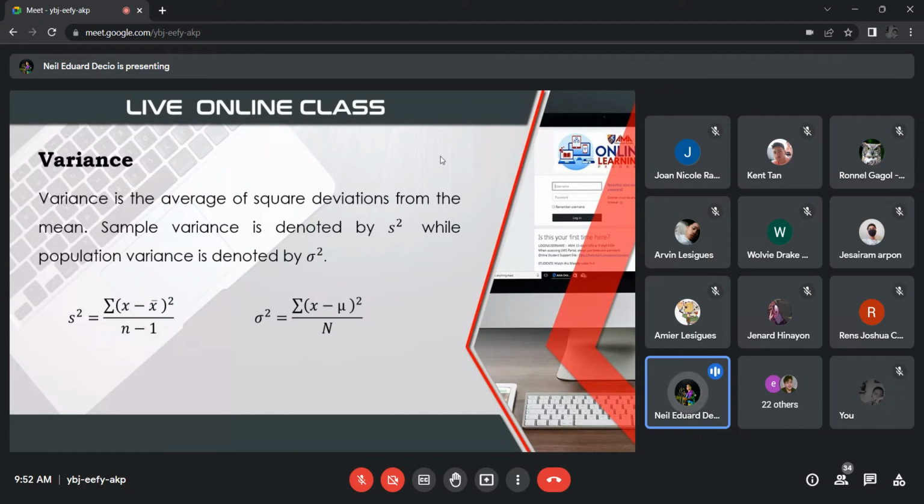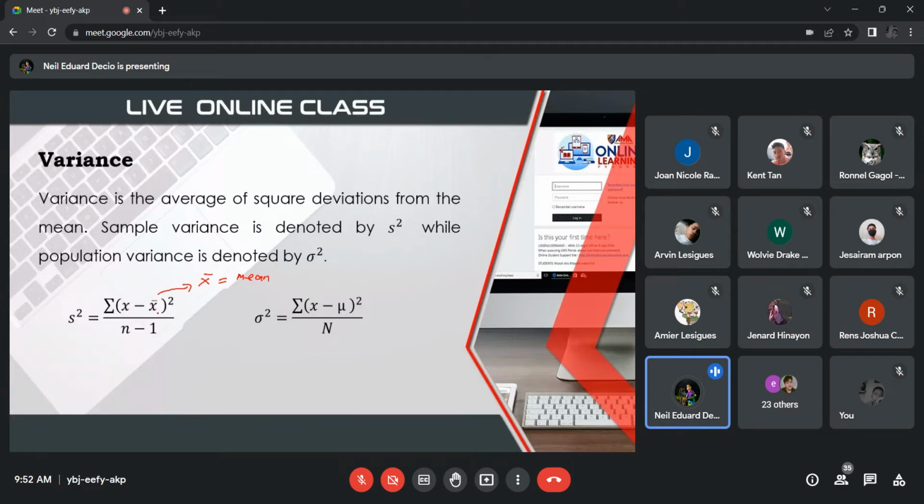Now, this is a familiar notation right here. Ito siya, is just actually x bar. If you can recall, ginamit natin siya last meeting, which is the mean. So kailangan natin muna yung mean before we can solve for the variance. In identifying the variance, it's a must to solve first for the mean.